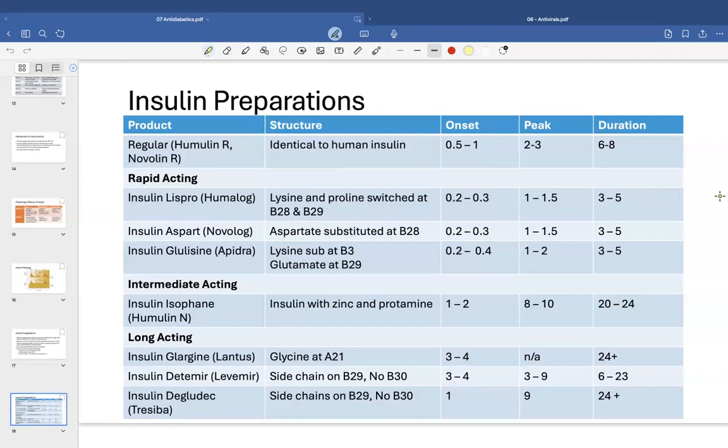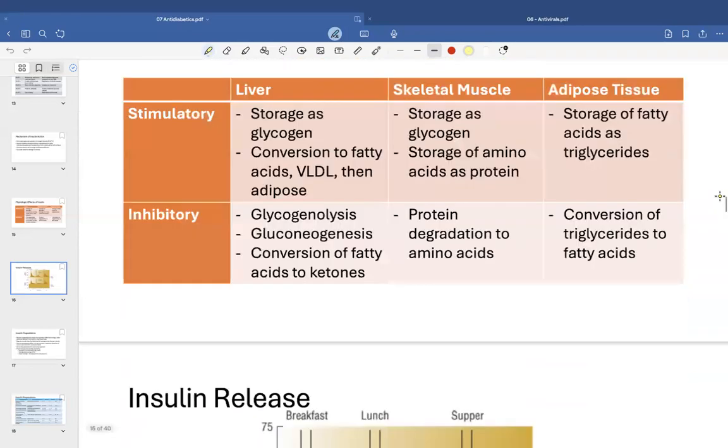Now, again, pharmacologically, regular insulin is the same as your endogenously produced insulin. Now, if you were following closely, here I'm showing that insulin has a half-life of 3 to 9 minutes.